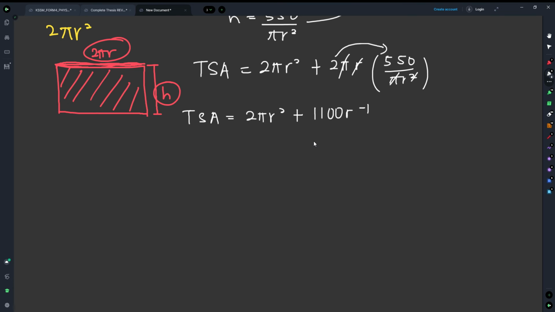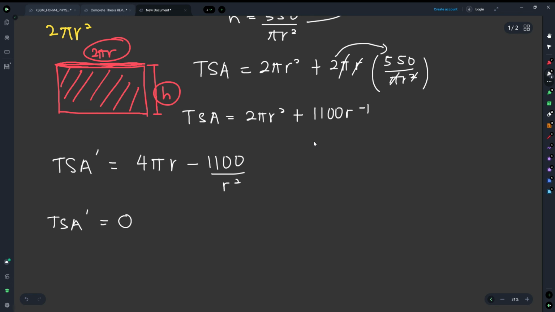So now what I'm going to do is differentiate. I'm going to put T as a prime. Prime means differentiation. So 2 times 2 becomes 4 pi r, negative 1100 over r square. Because when I differentiate, negative 1 becomes negative 2, so I might as well put it down. And how I got the negative here is because this negative meets this positive and becomes negative here. After I differentiate, if I want to find a maximum or minimum, I must make the differentiation equal to 0. So I'm going to take this term, 4 pi r minus 1100 over r square, and make it equivalent to 0.